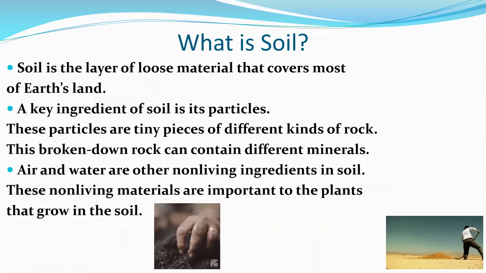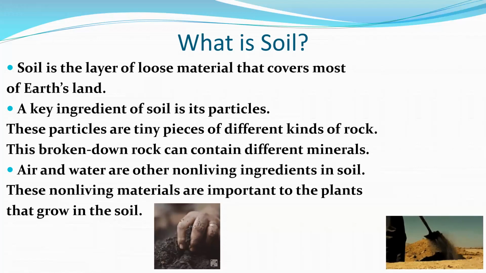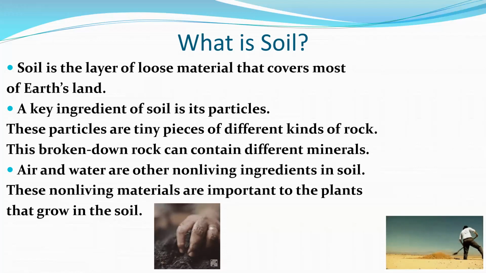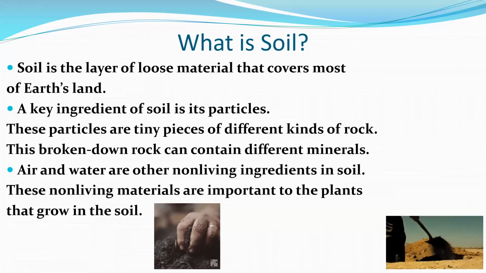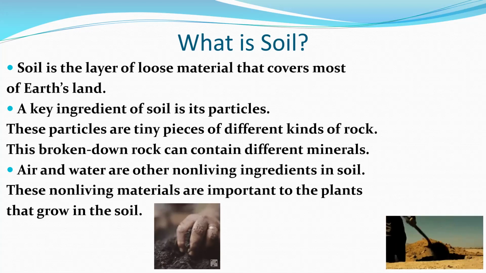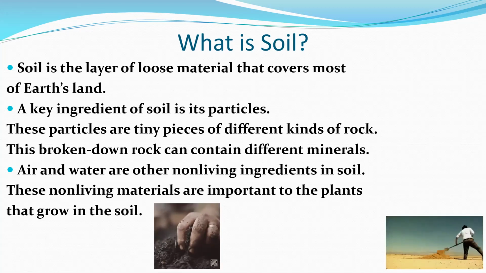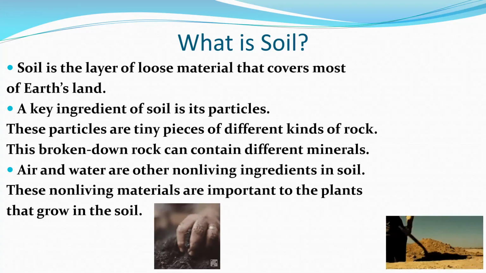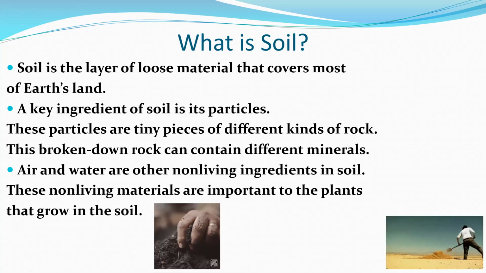A key ingredient of soil is its particles. These particles are tiny pieces of different kinds of rock. This broken down rock can contain different minerals. Air and water are other non-living ingredients in soil. These non-living materials are important to the plants that grow in the soil. So the plants that grow in the soil need air and water, and they get it from inside of the soil.